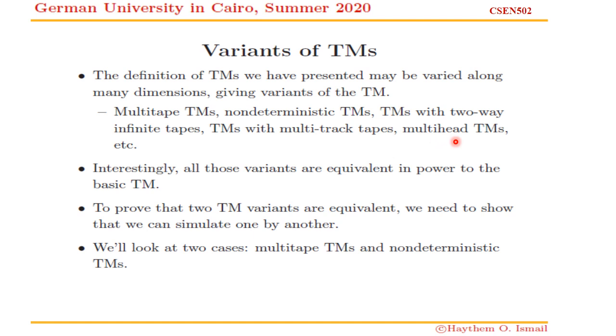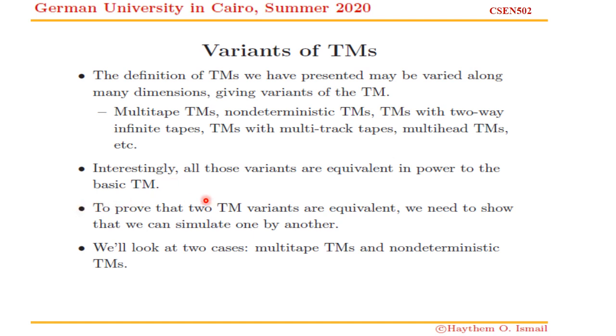A multi-head Turing machine is a Turing machine with a single tape but with several heads, and each one of them is at a different place on the tape. Now, interestingly, all of those variants are provably equivalent to the basic standard Turing machine. Equivalent means that any language that is recognized by a standard Turing machine is recognized by any of those variants and the other way around.